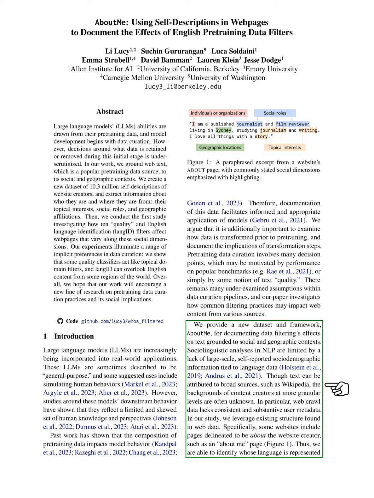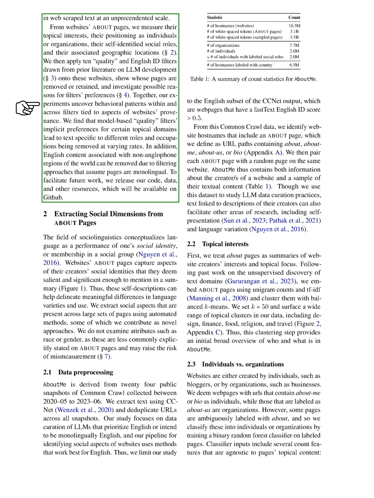While text can be attributed to broad sources like Wikipedia, the backgrounds of content creators at more detailed levels are often unknown. In our study, we take advantage of the existing structure in web data. Some websites have pages specifically about the website creator, like an About Me page. This allows us to identify whose language is represented in the text scraped from the web on a large scale. From these About pages, we can determine their topical interests, whether they are individuals or organizations, their self-identified social roles, and their associated geographic locations.